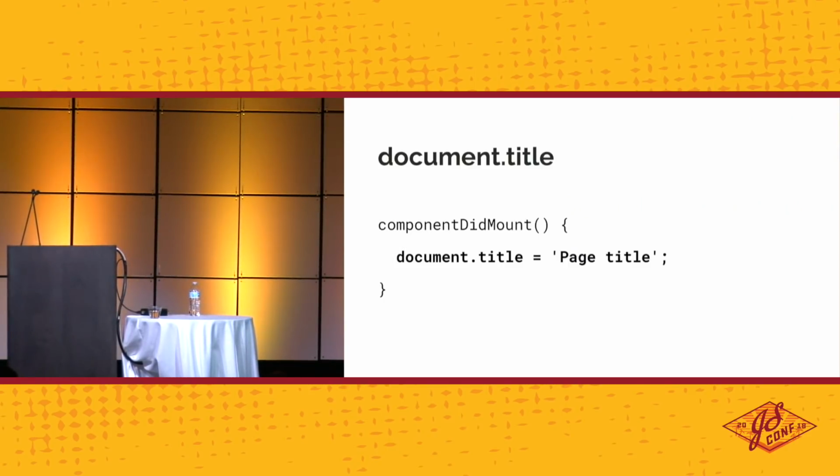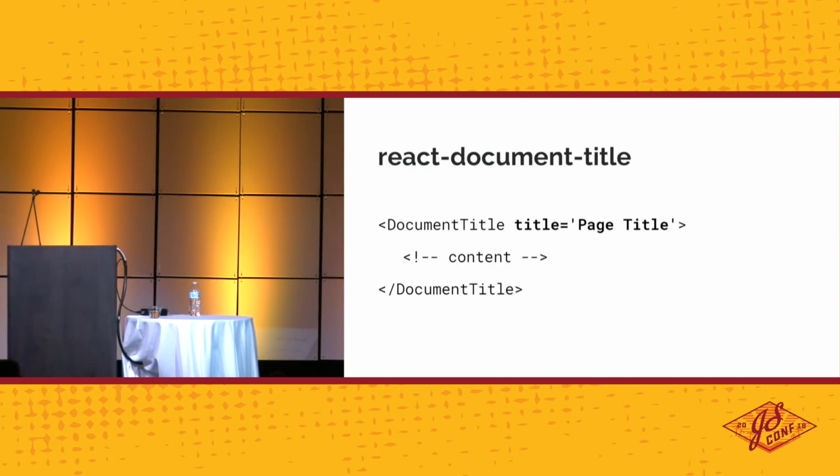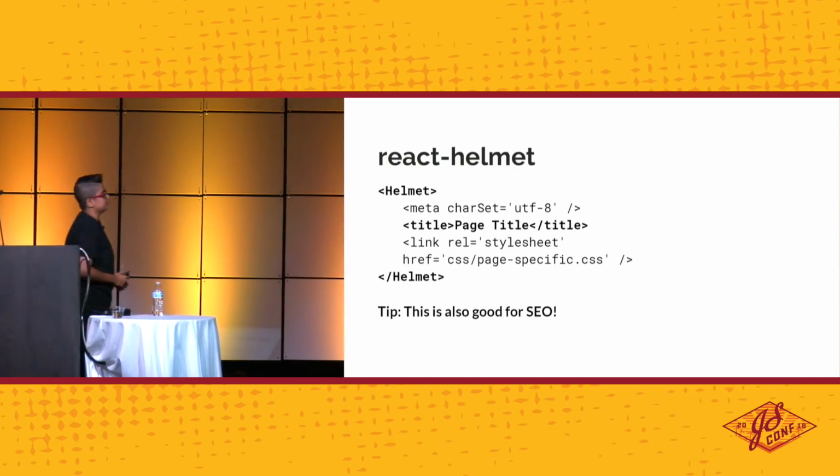So let's update our page title in a React app. We can do it simply like this. We can update the document.title inside our componentDidMount lifecycle method. Simple as that. Or we could use some plugins for it. There is React Document Title that does the same thing. You wrap this component around whatever content you want to render and provide it a page title.